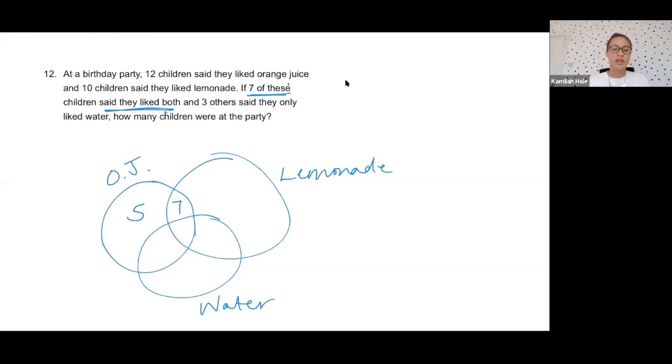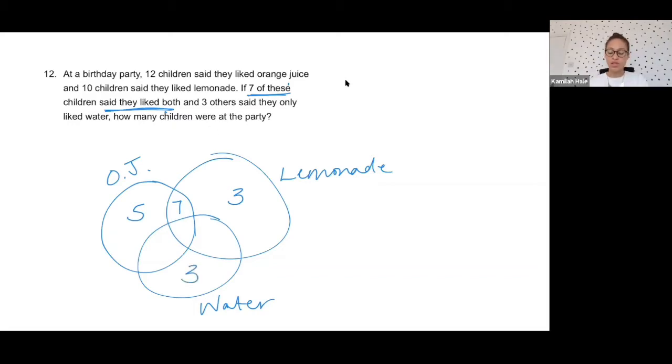It says 10 children said they like lemonade, but we've already got 7 that like both. So how many children just like lemonade? Good, Olivia, 3. Shri, you're jumping ahead and that answer is way too big, so concentrate for me. Okay, so we've got 10 that like lemonade now. And then it's simple. So then 3 others said they only liked water, so I'll put a 3 in here.